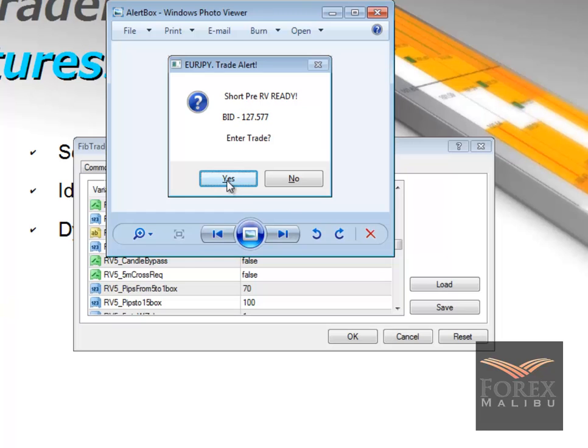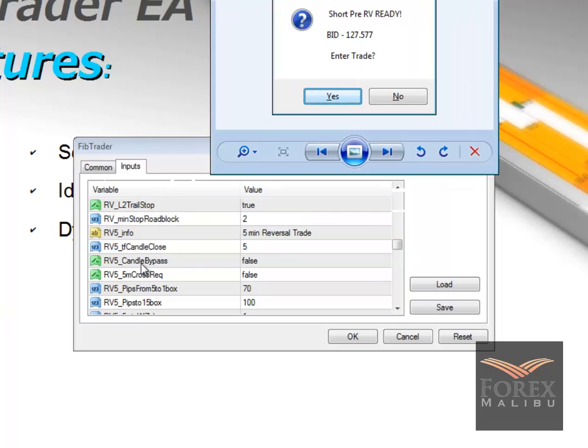When you say yes, if you have candle bypass for that setup on false, it will enter that trade one click immediately. As soon as you say yes, it will enter that trade. If you have candle bypass set to true, if you say yes, it'll wait for a candle close, based on this time frame. So if you have it set to a 5-minute candle, then it will wait for a 5-minute candle close in your direction before entering the trade.